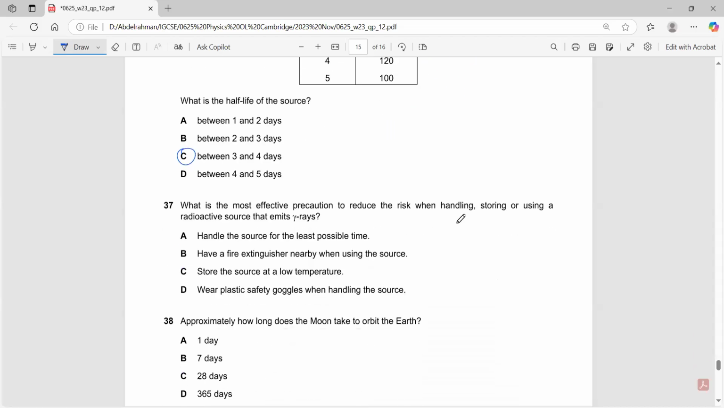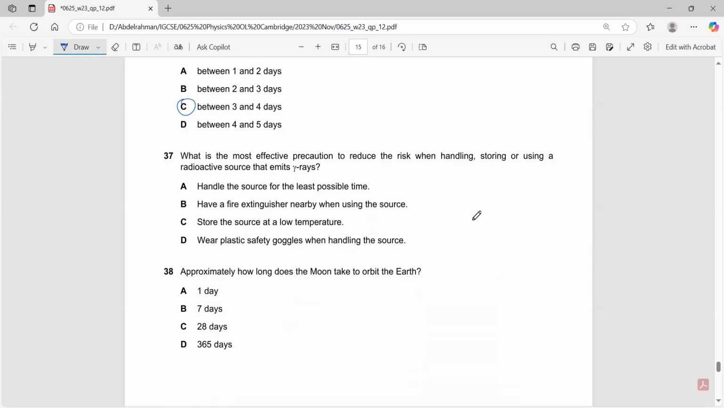What is the most effective precaution to reduce the risk when handling, storing, or using a radioactive source that emits gamma rays? Handling the source for the least possible time. Have a fire extinguisher? Why would this help? Store the source at a low temperature? Temperature does not affect the radiation. Wear plastic safety goggles? Why would safety goggles even help? Not at all. It's only A.